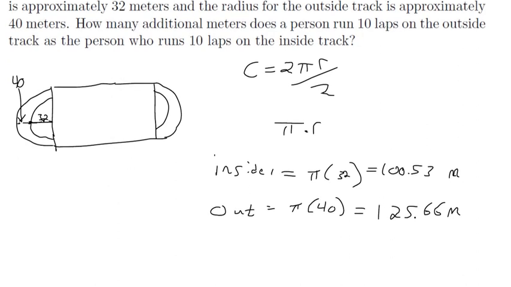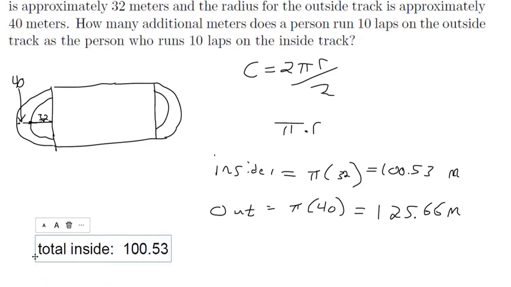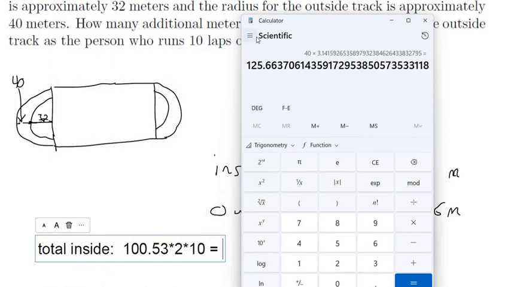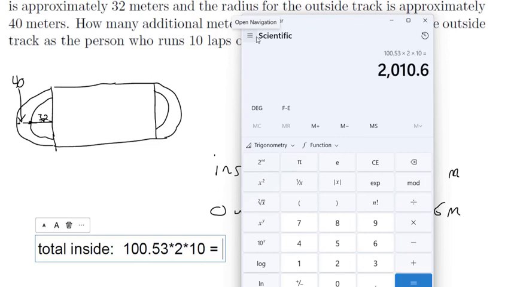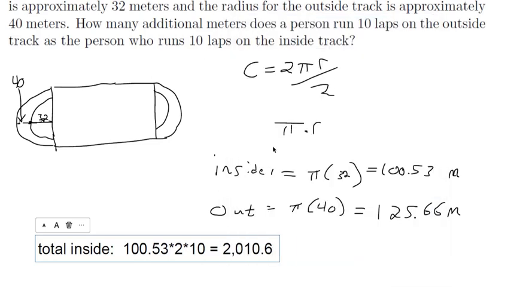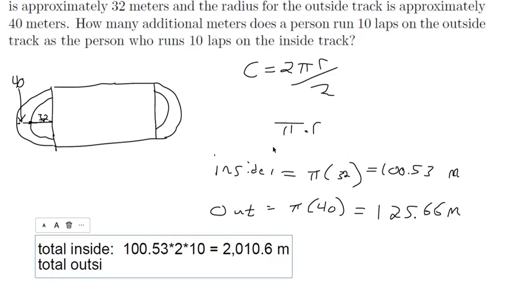So we do these twice per lap, so the total inside on the curves is 100.53 for one curve, 2 curves per lap for 10 laps. So this is 2,100.6 meters according to the numbers we're given. And the total outside, it's 125.66 meters. We do that 2 times per lap, once here, and we do that for 10 laps.